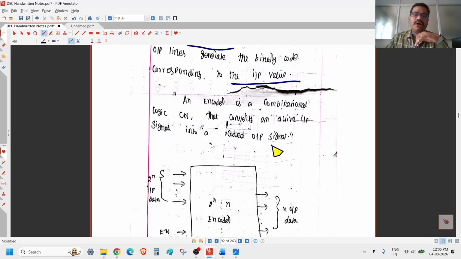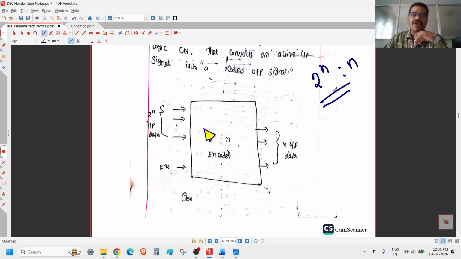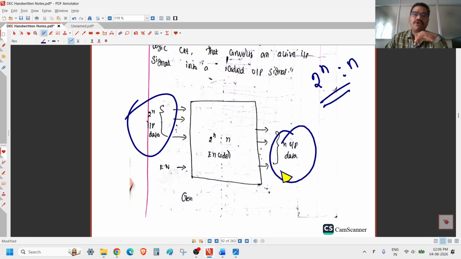Okay, and the actual definition: an encoder is a combinational logic circuit that converts an active input signal into a coded output signal. Okay, so an active input signal into a coded output signal. So the major point is that 2 power n inputs will be there and n outputs will be there, right? And here you can see the block diagram of the encoder. Here I'm just mentioning the 2 power n input lines and n output lines, and instead of select lines we have an enable line, right?